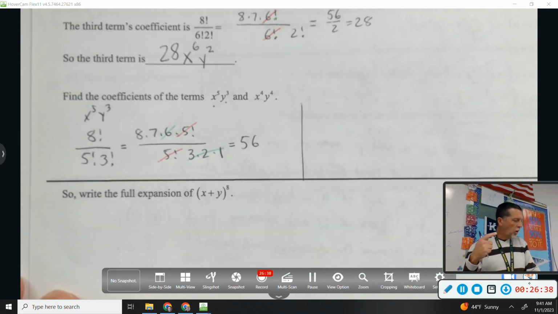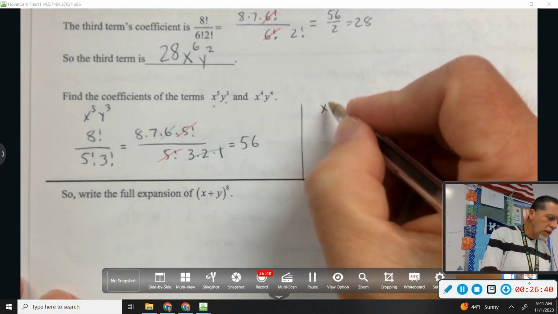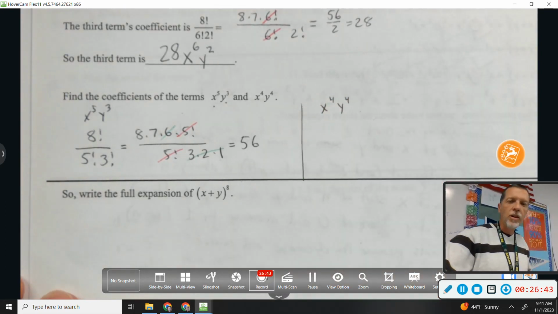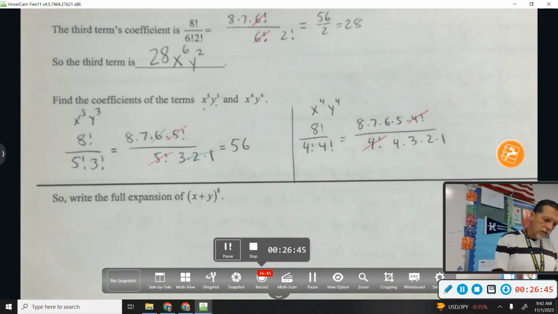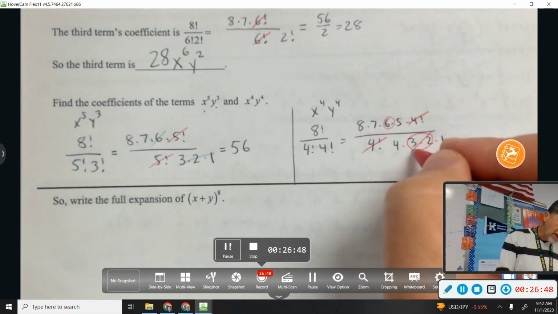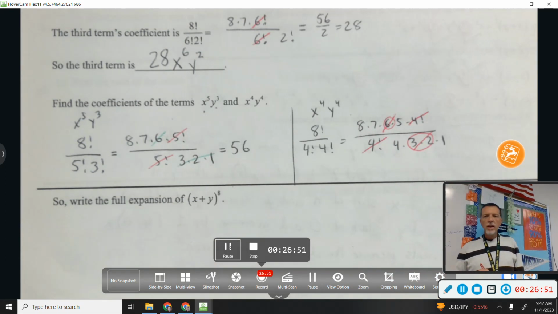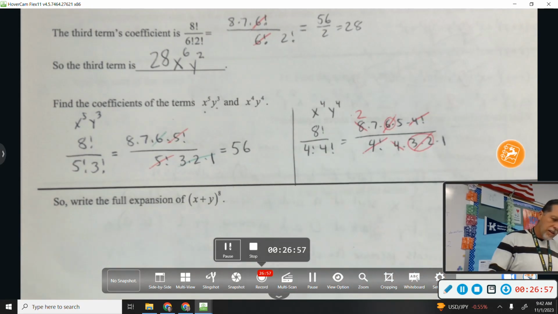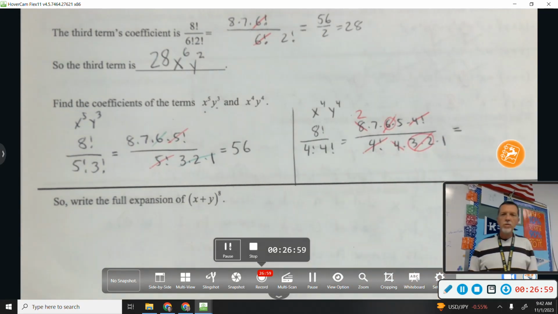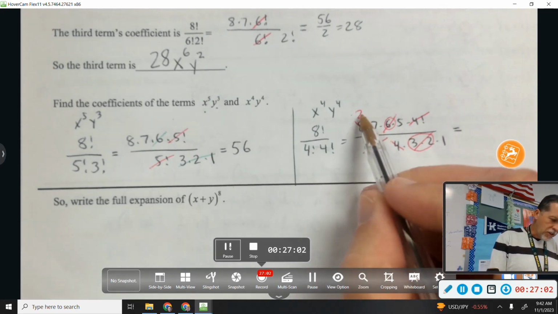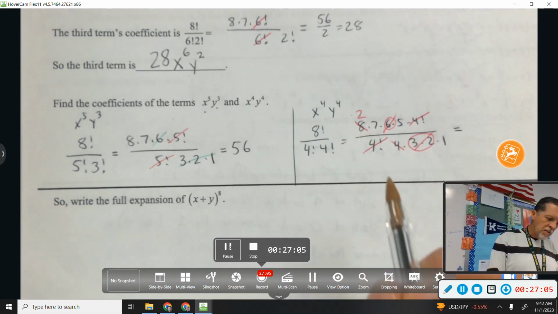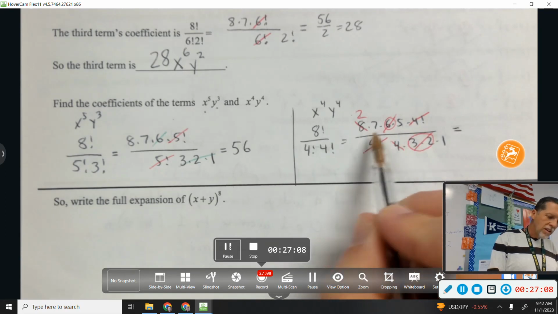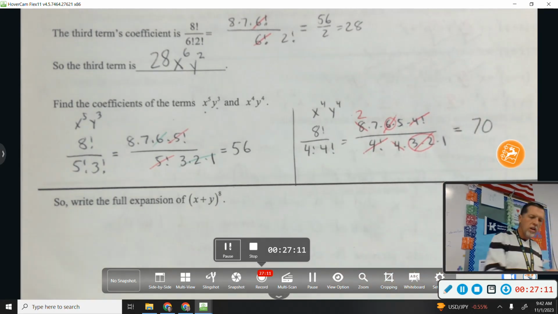Why don't I press pause and you find the coefficient of x to the 4th y to the 4th? You got this. So the 3 and the 2 make 6, so that can cancel. And then the 8 and the 4 can reduce to a 2 in the top. So be careful about who's gone and who's left. But it looks like I have a 2, a 7, and a 5. 2 times 5 is 10. Times 7 is 70. So the coefficient of x to the 4th y to the 4th would be 70.